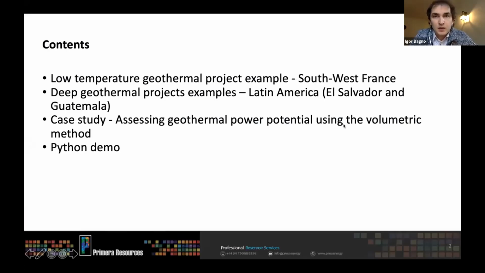So the agenda for today: I will briefly describe the difference between low temperature and deep geothermal projects. I have one example of a low temperature application in southwest France, and deep geothermal project examples from Latin America, from El Salvador and Guatemala. And as Alejandro mentioned, there is an overview and a case study that we prepared using one of the libraries that we found in Python and worked a bit with it, which helps to assess the potential of a geothermal project based on volumetrics and Monte Carlo. And I'll show you the Python demo.